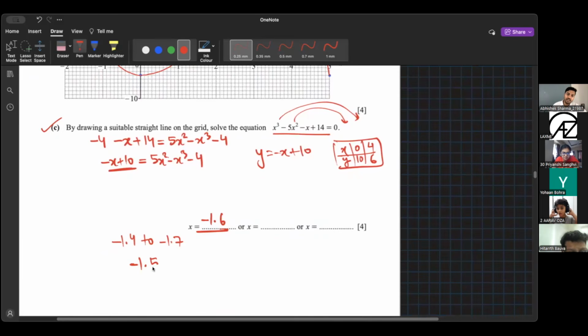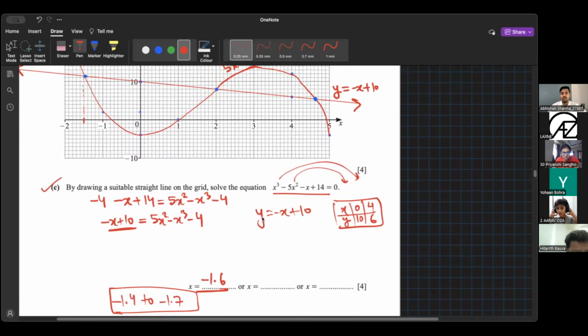Minus 1.5 is also in the range only, no? Minus 1.4, minus 1.5, minus 1.6, minus 1.7. I have my paper, I got one less mark. My mark was a little deducted in this for some reason.